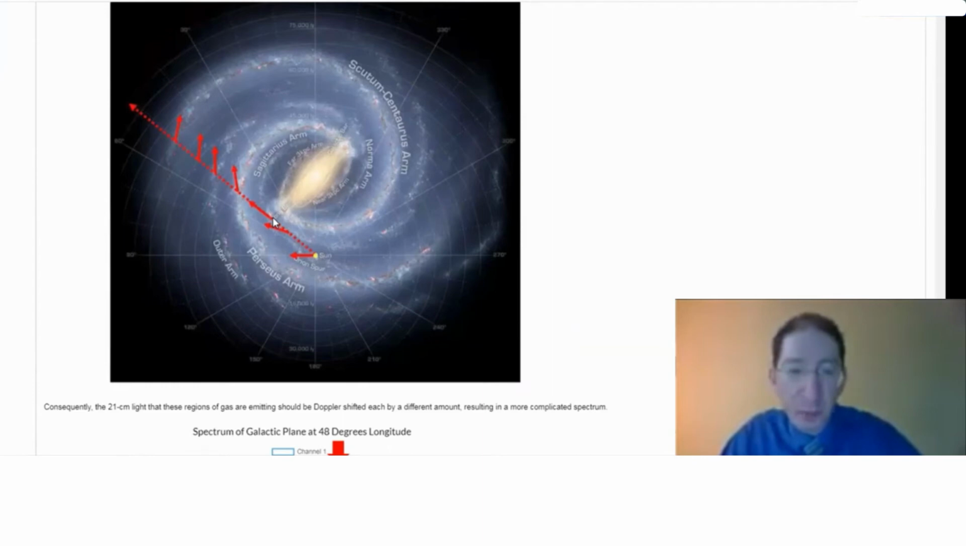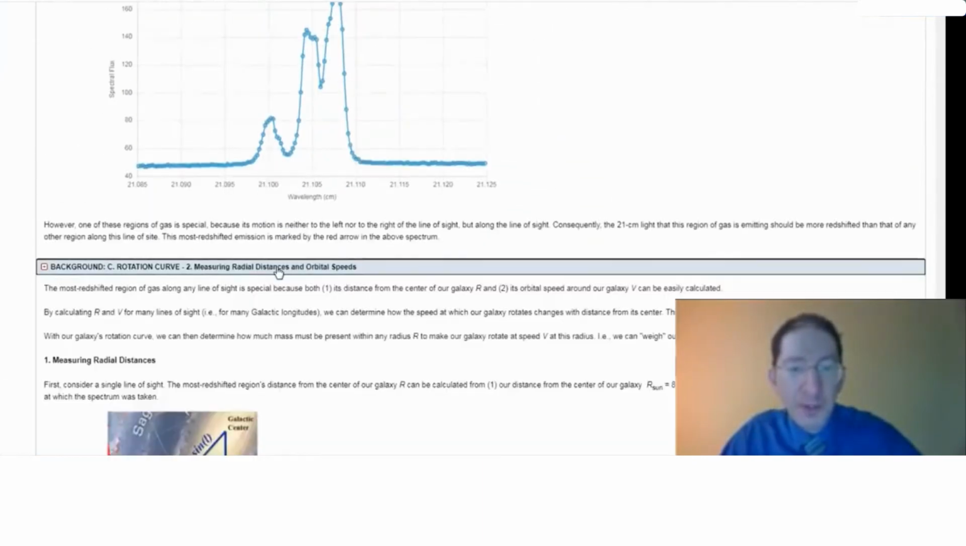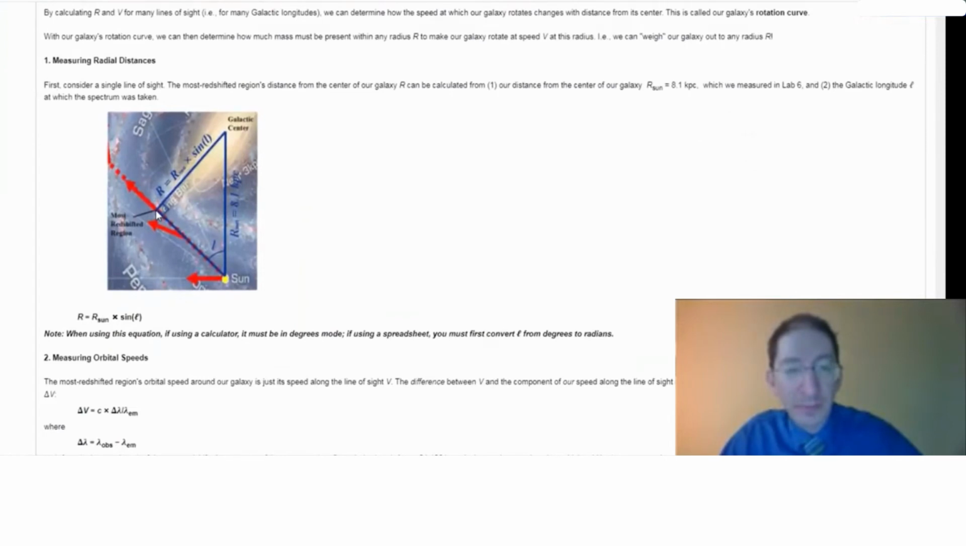And this is a very useful point because it forms a right angle with the center of the galaxy and with us. And that makes it very easy to calculate its distance from the center of the galaxy and its speed orbiting the galaxy. If we do this for a variety of lines of sight, collecting a variety of these special points, we can figure out the galactic rotation curve, how the speed at which material orbits the galaxy changes as a function of its distance from the center of the galaxy.